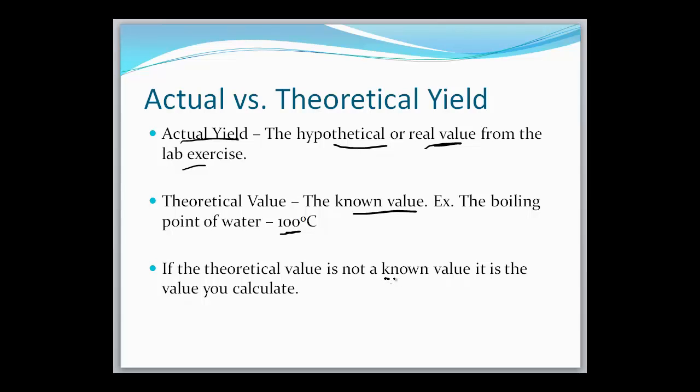If it's not a known value, then it's the value that you calculate doing the stoichiometry. And this is important. If you're trying to find what that theoretical value is and you get confused, the theoretical value is always going to be the value that you calculate. And then the actual value is the lab value or the hypothetical lab value. So remember that when you do the stoichiometry, your calculated value is your theoretical value.